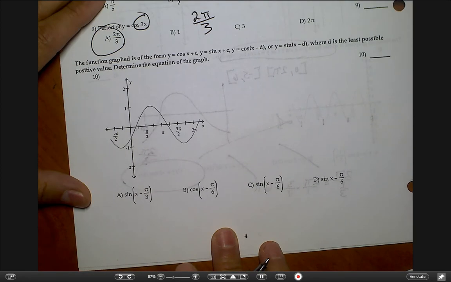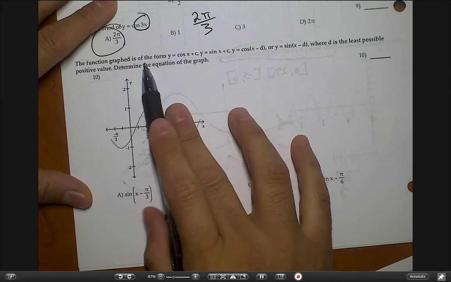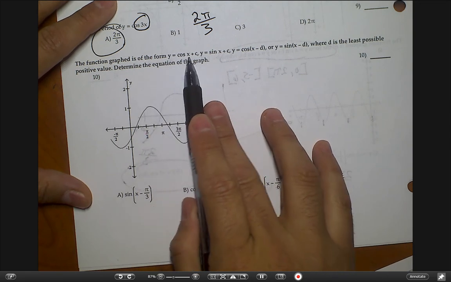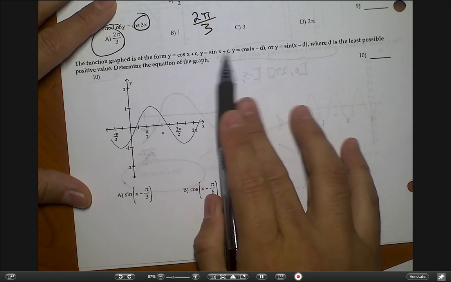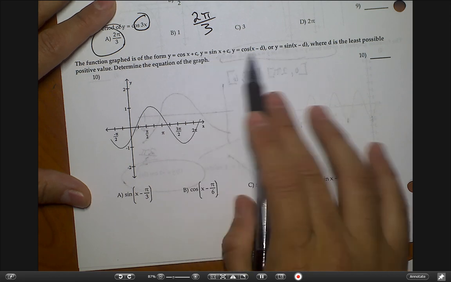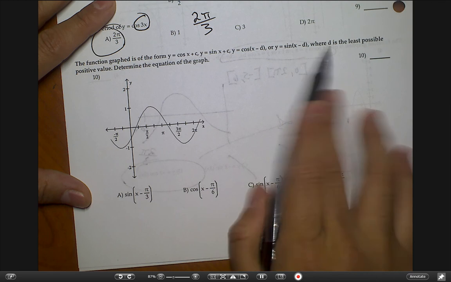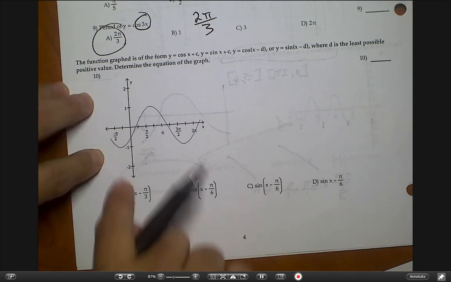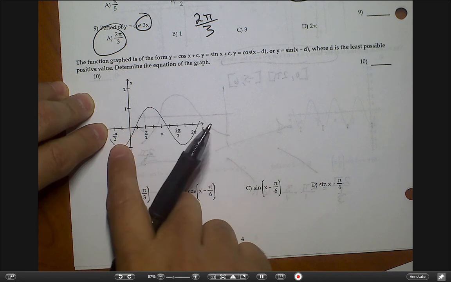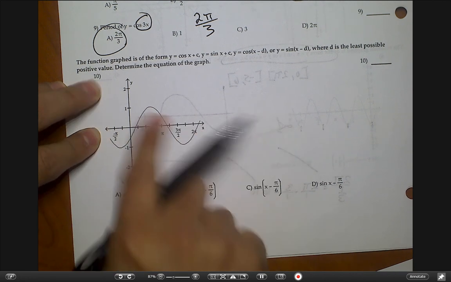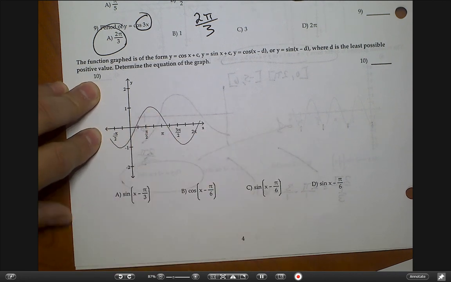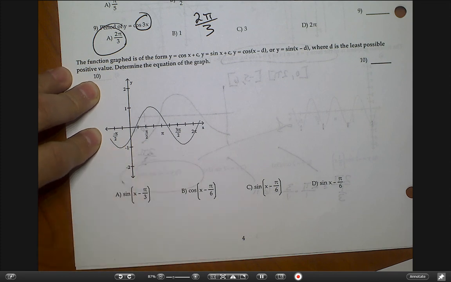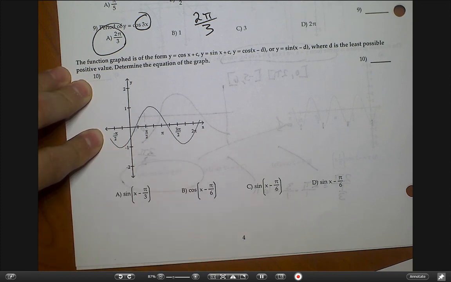Okay, so number 10. So functions graphed, it could be cosine plus c, so that's going to give me a vertical shift, a sine plus c, okay, or phase shift, so it's one of them. So I'm going to set my window and graph each one of these. This one right here, there is going to be a phase shift, so it's going to mess you up. So just go ahead, graph, and see which one you're going to do.